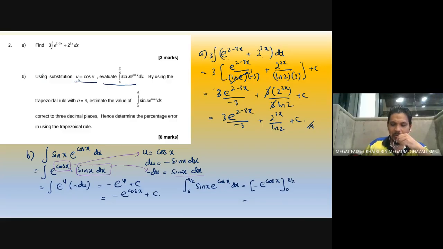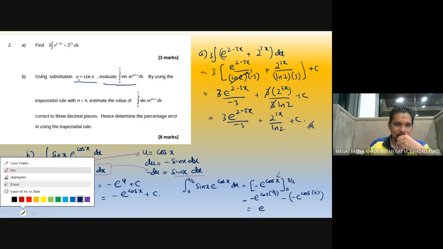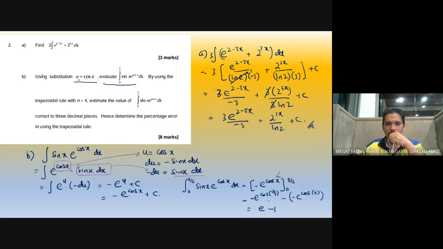You may use the calculator to check your answers then. Substitute x with pi over 2 here, so negative e^(cos pi over 2), minus, and then negative here, negative e power of cos 0. So this is going to give you e minus 1. You may use a calculator to get the answer of this. It is e minus 1.